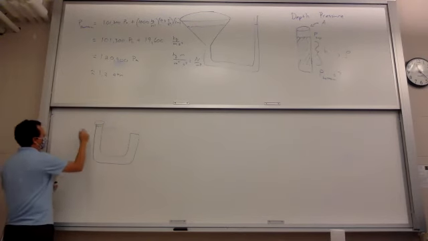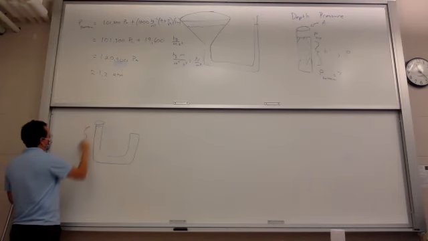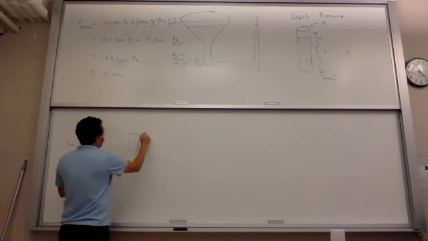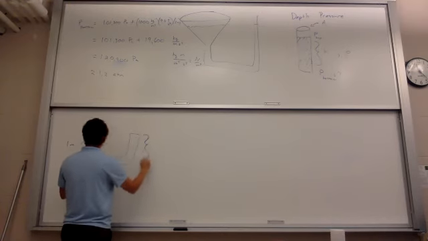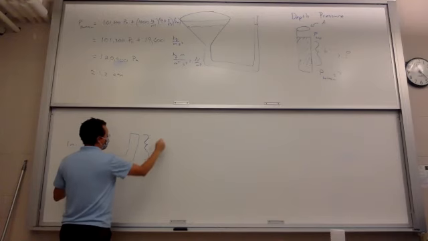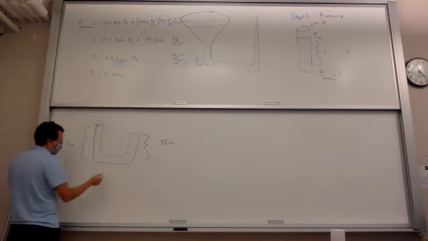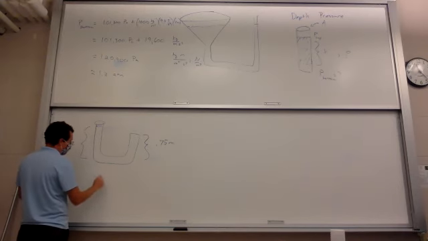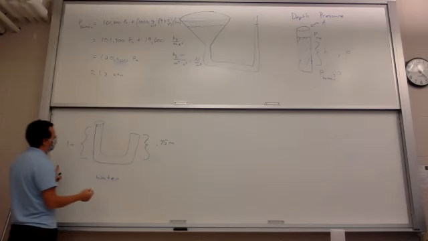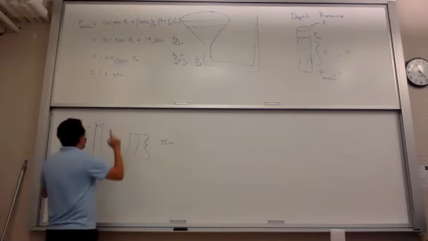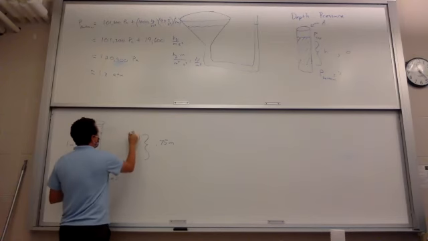And what I'm going to tell you is that this height on the left, let's just make it 1 meter. And this height is 0.75 meters. And we're going to use pure water. And you can make standard assumptions about the air outside. Okay, so what does that really mean? 1 atmosphere outside.